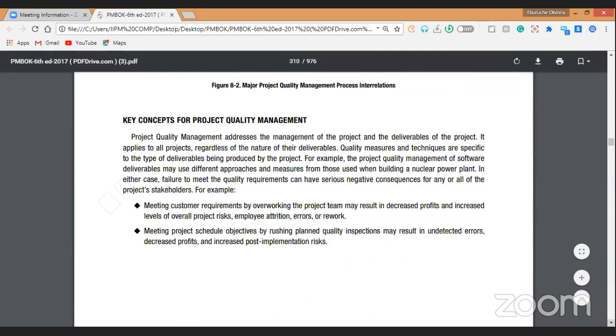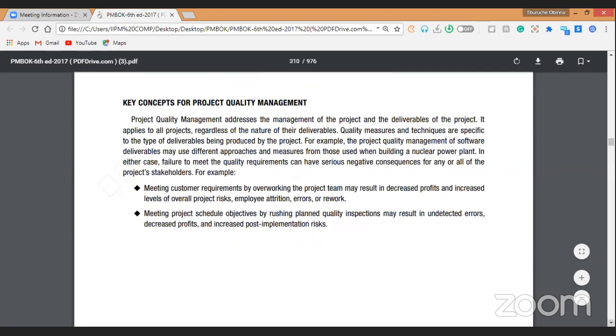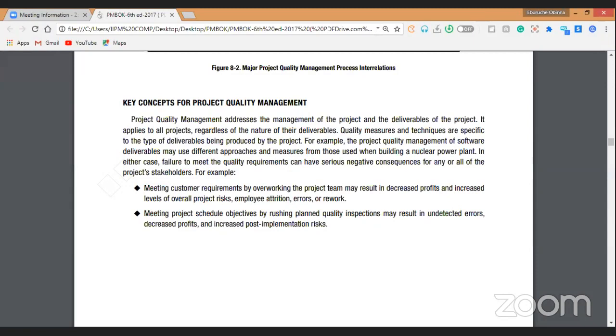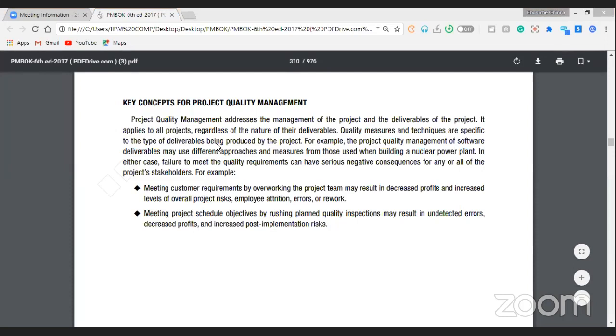Now, quickly, let's look at some of the key concepts for project quality management. For me, I think we're actually done with quality management, but let's quickly look at the key concepts. Project quality management addresses the management of the project and the deliverables of the project. It applies to all projects, regardless of the nature of their deliverables. Quality measures and techniques are specific to the type of deliverables being produced by the project.